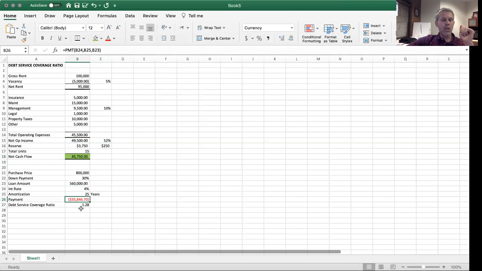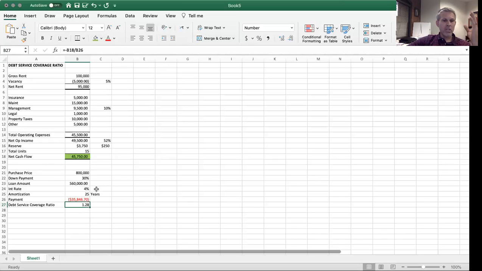So the debt service coverage ratio, remember, is the net cash flow right here, this $45,750, divided by the debt payment per year. So look at what we have, 1.28 times, which means that there's 28% cushion above break even.